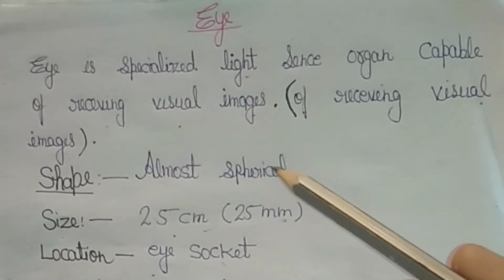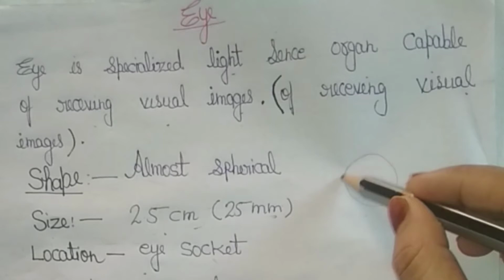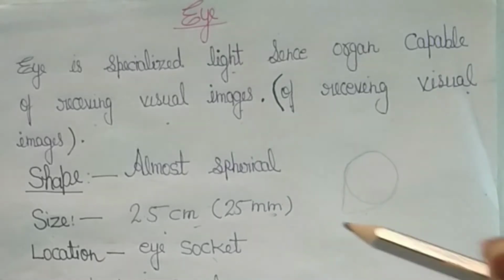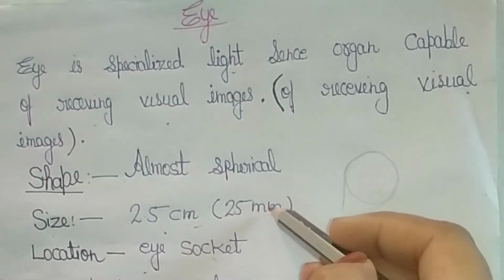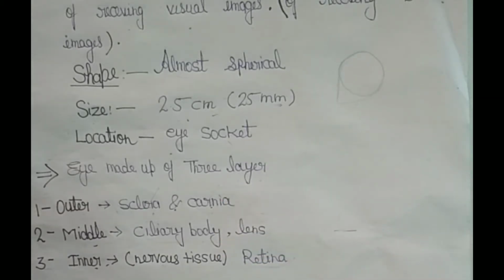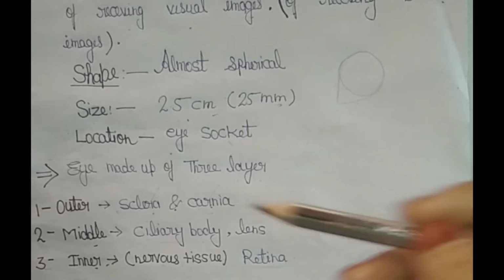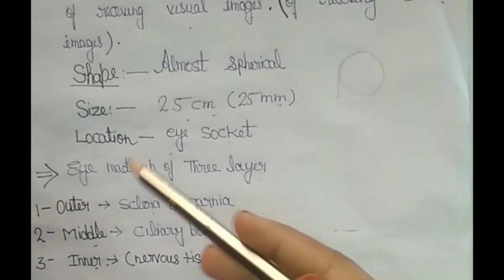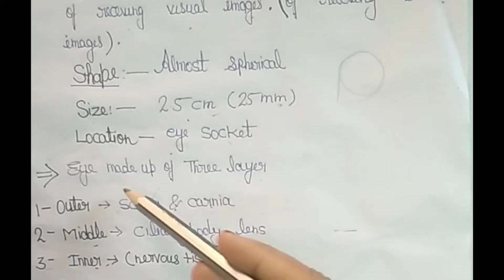The shape of our eyes is almost spherical, not totally spherical, and somewhere it is an oval-shaped structure. The size of our eyes is 2.5 centimeter or 25 mm. Every part of our body is located in a specific place, and the eye is located in the eye socket, a hollow cavity. That is the location of the eye.